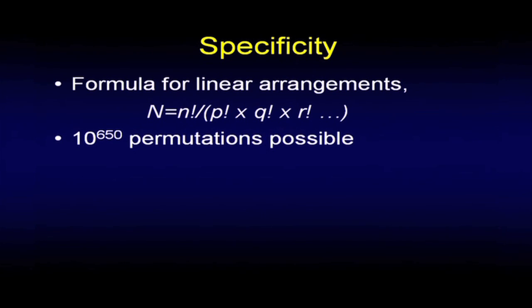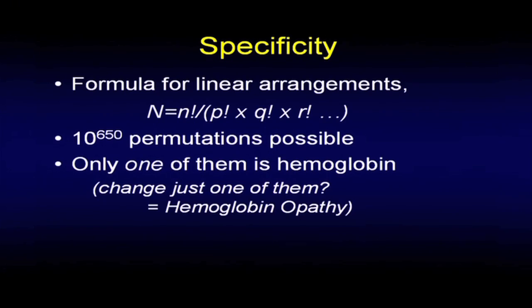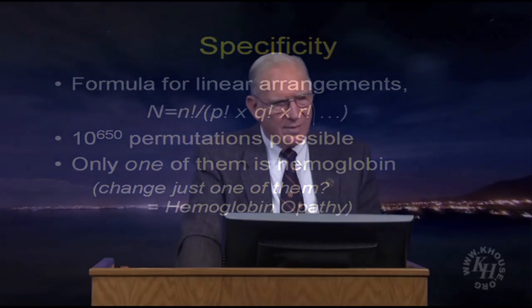It turns out that if you have a code not of 2 but of 20, and you have 574 pieces you need in a row, the number of possible arrangements you could have is 10 with 650 zeros after it. Are you going to leave that to chance? Heavens no. If you got the wrong one, you got death on your hands. And so only one of them is hemoglobin. And if you change just one of them, you have hemoglobinopathy, or death, if you will.